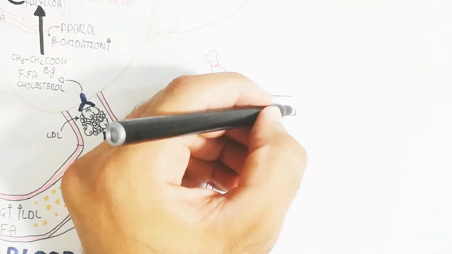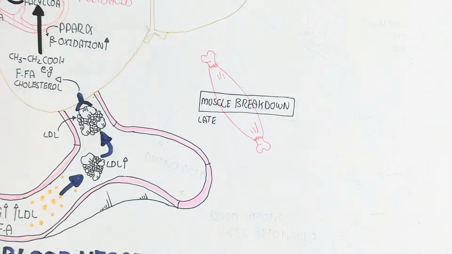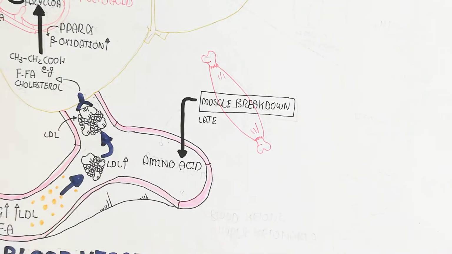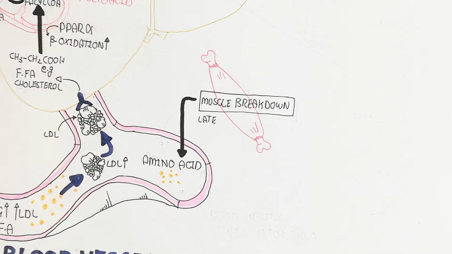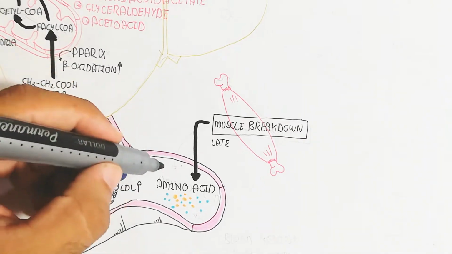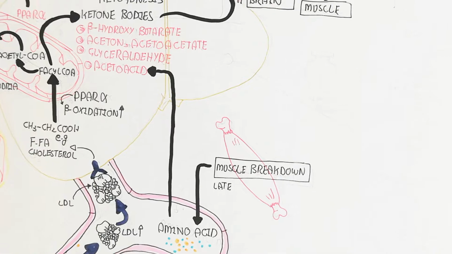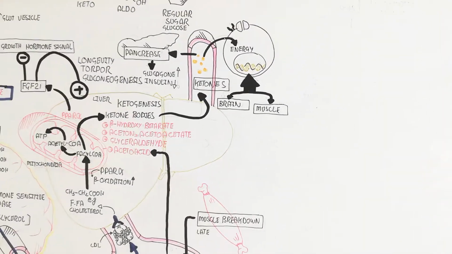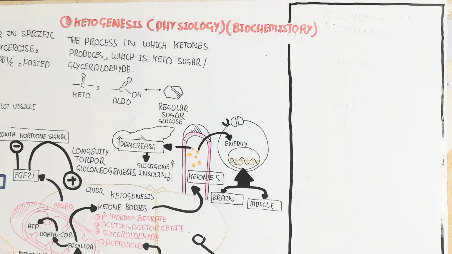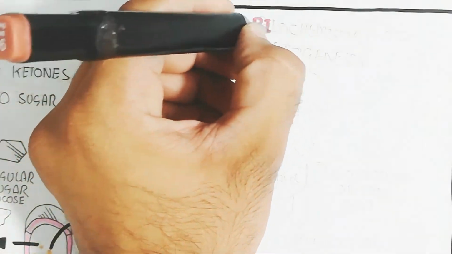So here is the muscle breakdown after the late ketogenesis process. During the late fasting state, muscle will release amino acids into the blood circulatory system, and these amino acids undergo ketogenesis to produce acetoacetate and keto acids. So now we will discuss the biochemistry of ketogenesis. That is important, and let's begin to understand.